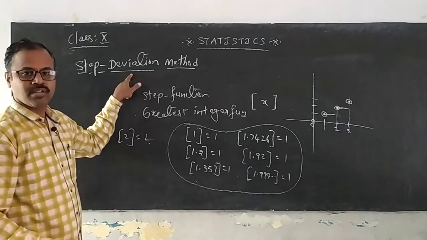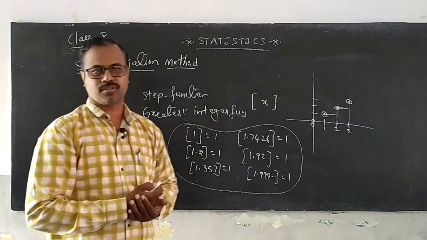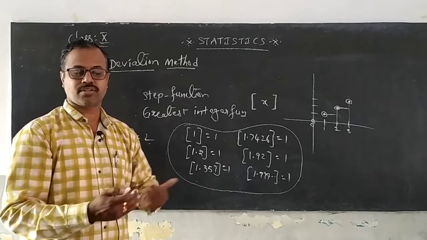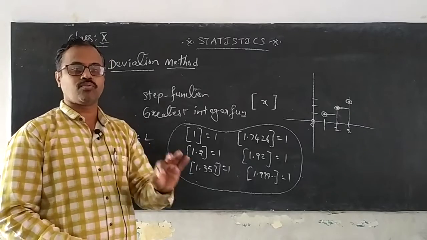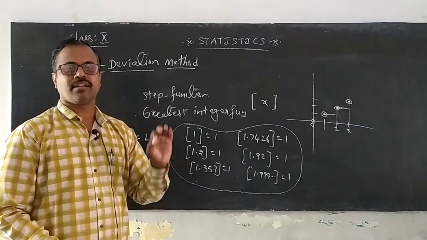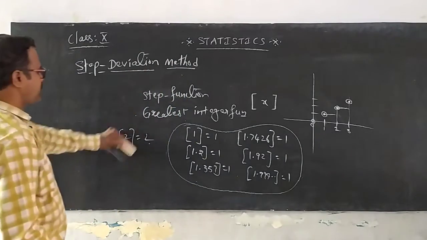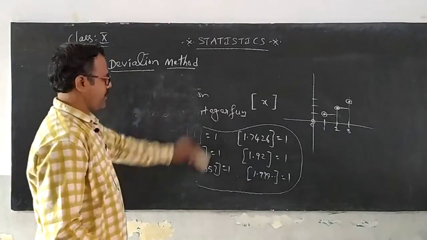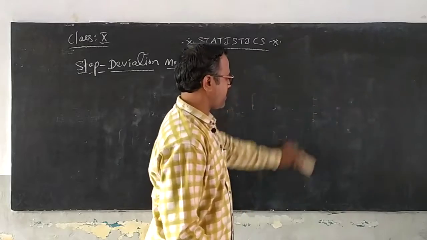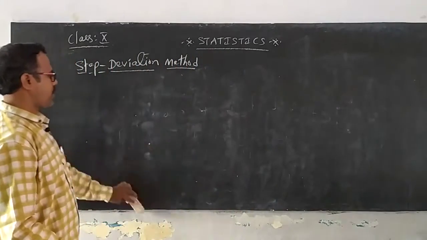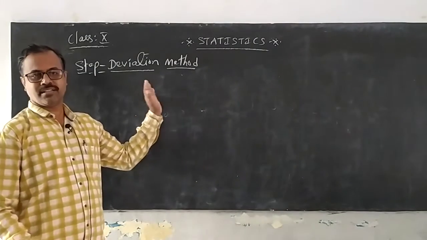Step deviation: the deviation values are converted into nearer integral values. Sometimes you may have deviations like 3.5 or 1.5, but for the step deviation method you don't have any values other than integers. Very good. So this is the explanation of the name step deviation. If the step function is applied to the deviations, then it is called the step deviation method.